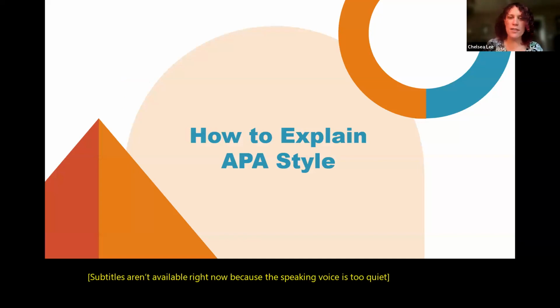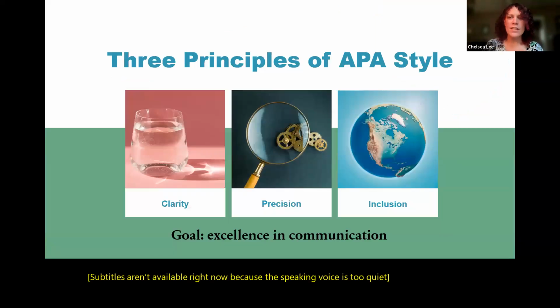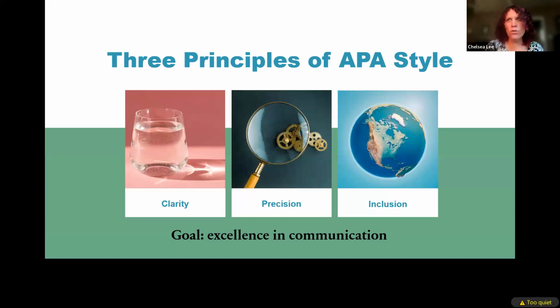So I'll start us off with how to explain APA Style. So there's 3 principles of APA Style that we want you to focus on, and these are clarity, precision, and inclusion. All of the guidelines that make up APA Style really boil down to these 3 principles. And the goal of these principles is to help you, no matter if you're a student or a researcher or an educator, whatever kind of professional you are, to communicate in a way that allows your ideas to come through and your meaning to be understood.